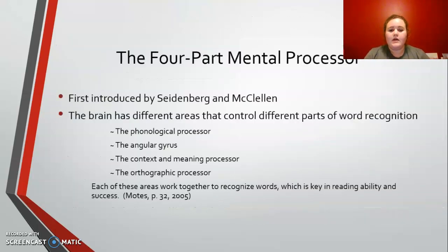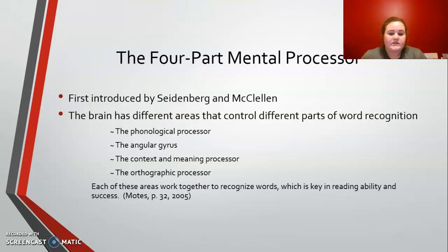The 4-part mental processor is next. It was first introduced by Seidenberg and McClelland. The brain has 4 different areas that actually control parts of word recognition. The phonological processor is the first part. It actually helps with speech sound awareness. So it's going to be able to relate speech to the different sounds. The angular gyrus is the next one, and it's sound symbol associations. So being able to associate different sounds with symbols such as letters.